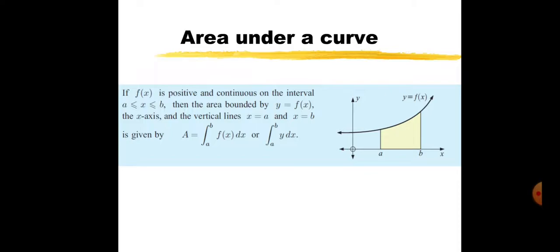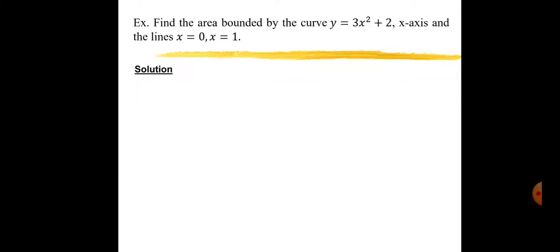We have some applications of the definite integration. If you wanted to calculate the area under the curve from a to b, this is the area, or the integration of the function f of x from a to b. So the geometric meaning of the integration is the area under the curve. For example, if we have a function y equals 3x squared plus 2, find the area bounded by this curve and the x-axis and the lines x equals 0 and x equals 1.